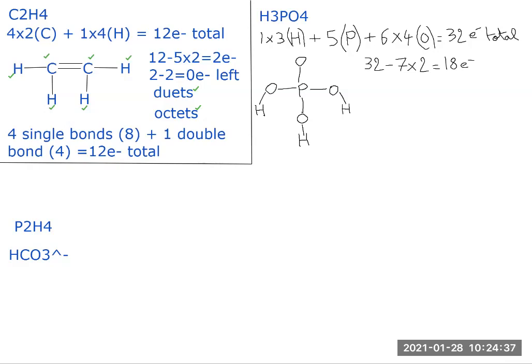And now we are ready to do the lone pairs to complete the octets of the outside atoms first. So remember how hydrogen wants a duet. Do we have duets already? Yes, we do, right? These hydrogens have their duet. So the duets are done. Now we need to do the octets on the oxygens.